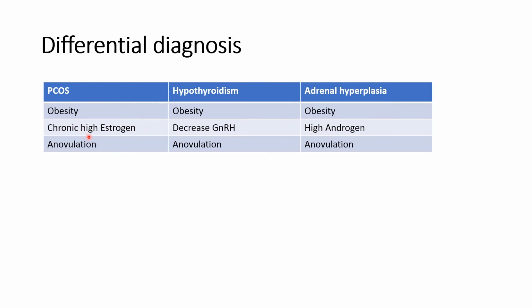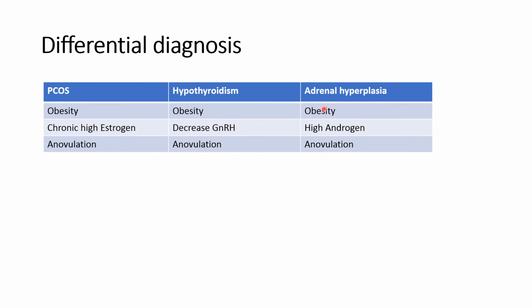PCOS, we know, has chronic high estrogen, which would cause anovulation. And in adrenal hyperplasia, the adrenal gland cortex is making steroid hormones. So if the number of cells increases in this cortex, there would be more androgen in the body, and these androgens would end up in anovulation. So we have to make a differential diagnosis.